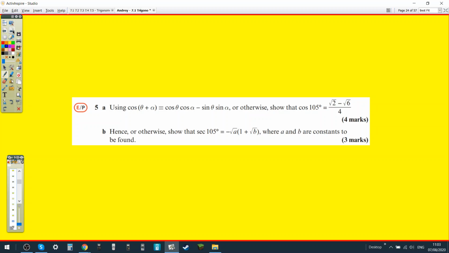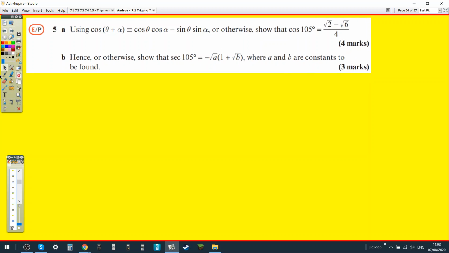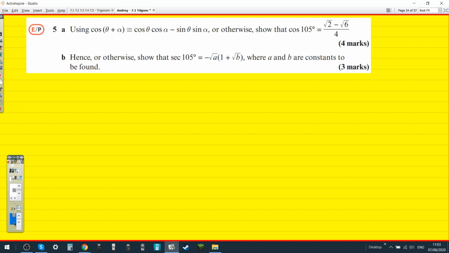This one is the same thing. How would you do part B? And it's a hence type of question. So we might be able to skip A. So how would I do part B?